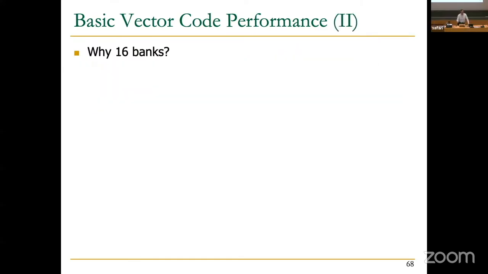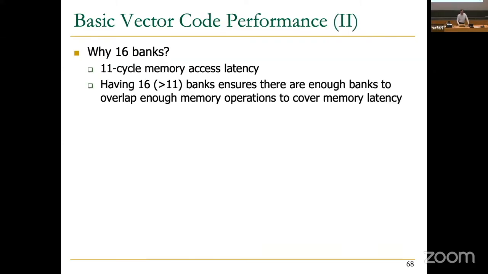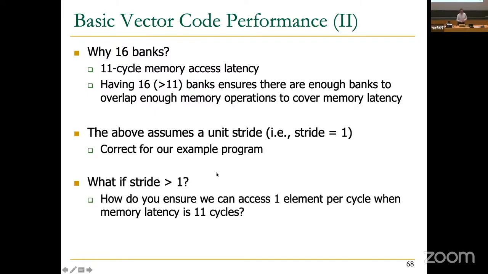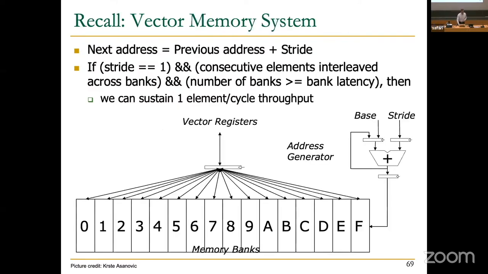So why 16 banks? Hopefully this is clear right now. We have an 11 cycle memory access latency. Having 16 banks ensures that there are enough banks to overlap enough memory operations to cover the memory latency. And the above assumes unit stride. Basically, that's what we're assuming, and this is correct for our example program. If stride is greater than 1, then how do you ensure you can access 1 element per cycle when memory latency is 11 cycles? Well, then you need to be more careful. We're going to get back to that.